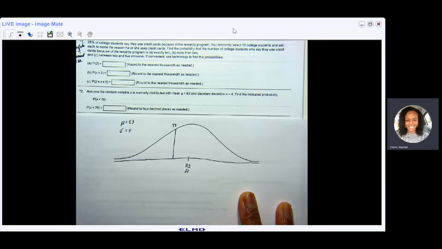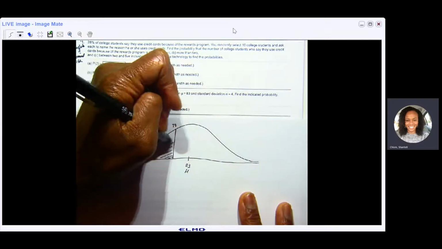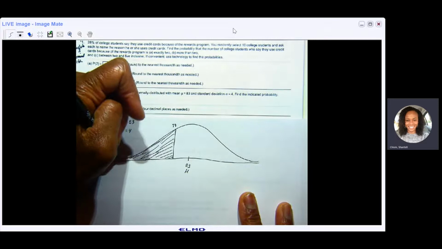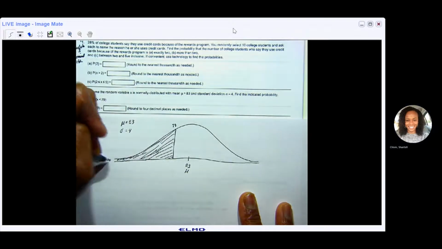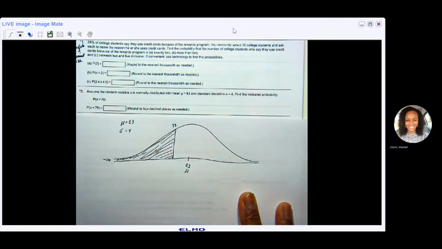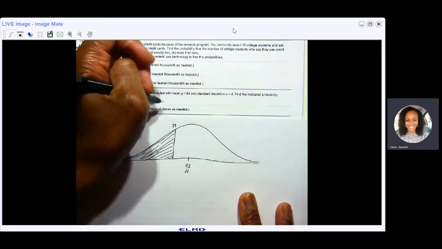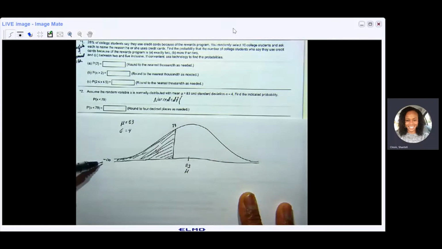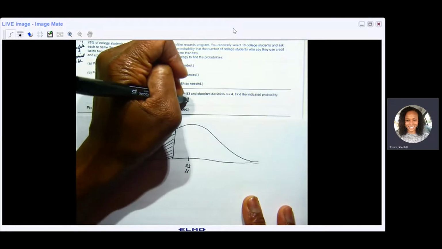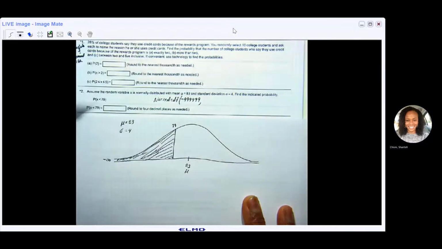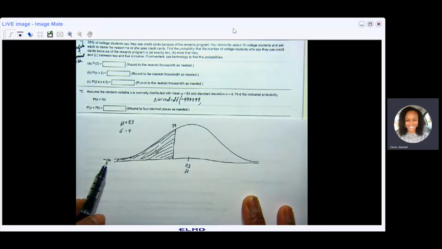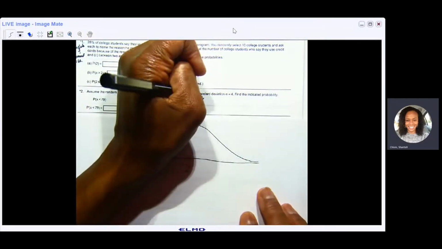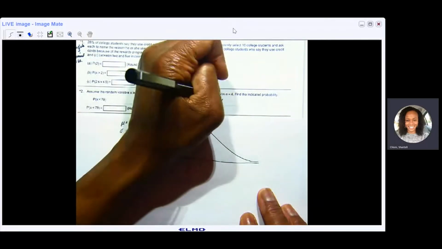Okay. And it says less than that, so that means we will be shading all the way to the left tail. All right, so we would have normal CDF. The lower bound would be negative infinity because that's the left side lower bound. The upper bound would be the 79. The mean would be 83, and the deviation would be 4.